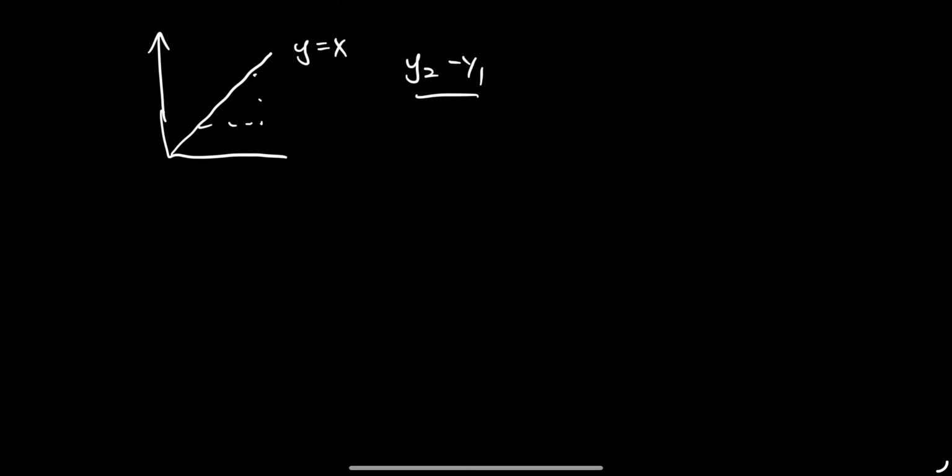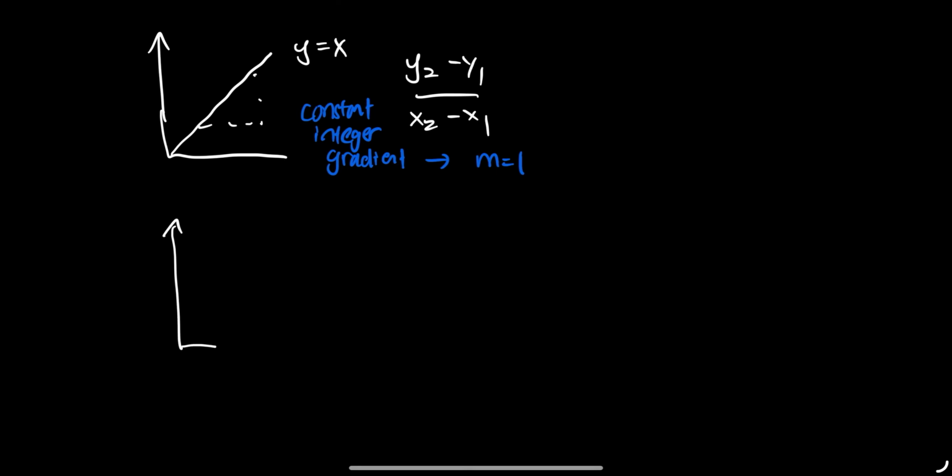So now let's say I give you a graph that has the function y equals x. If you want to find the gradient of this, you would use y2 minus y1 over x2 minus x1, right? You notice that when we use this formula, we get a constant integer gradient of 1, right? Here m is 1.